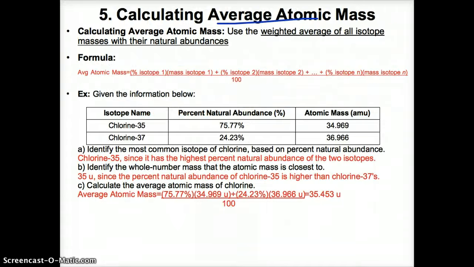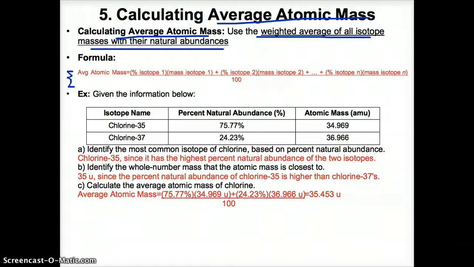Okay, now let's discuss calculating average atomic mass. To calculate average atomic mass, just use the weighted average of all isotope masses multiplied by their natural abundances. All right, so the formula that I want you to use all the time when calculating average atomic mass is: average atomic mass is equal to the percent of isotope 1 times the mass of isotope 1, plus the percent of isotope 2 times the mass of isotope 2, and so on for specific isotopes, until you get to plus percent of isotope n times the mass of isotope n. And the sum of all these products is divided by 100.